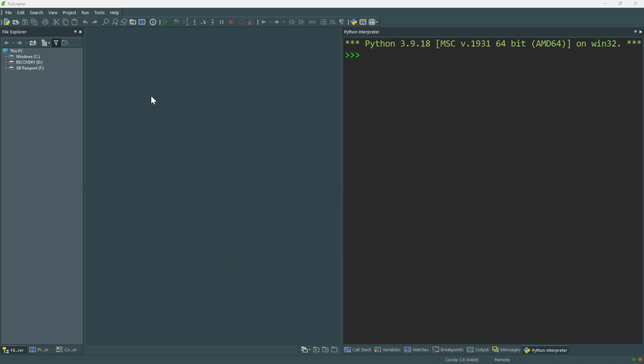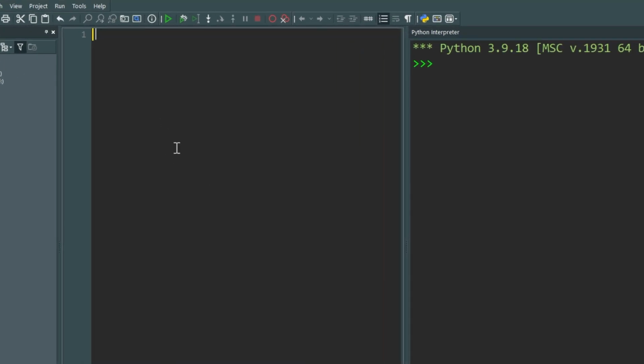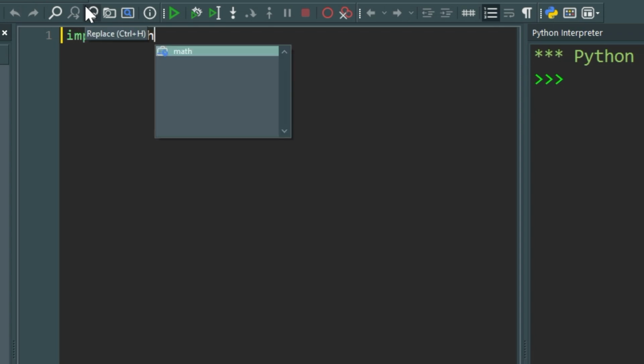Okay, so we're in PyScripter. I'm going to open up a new script and of course remove the default code. And we're going to start by importing the math module. So we use the import keyword and math. And we have seen this previously in the course.